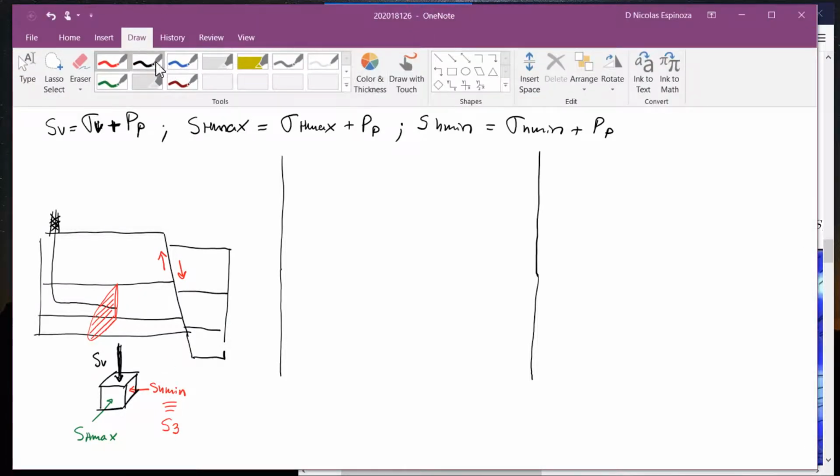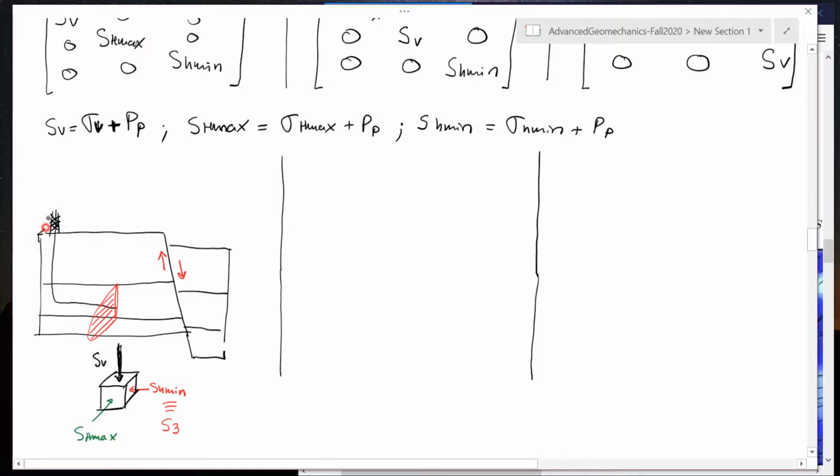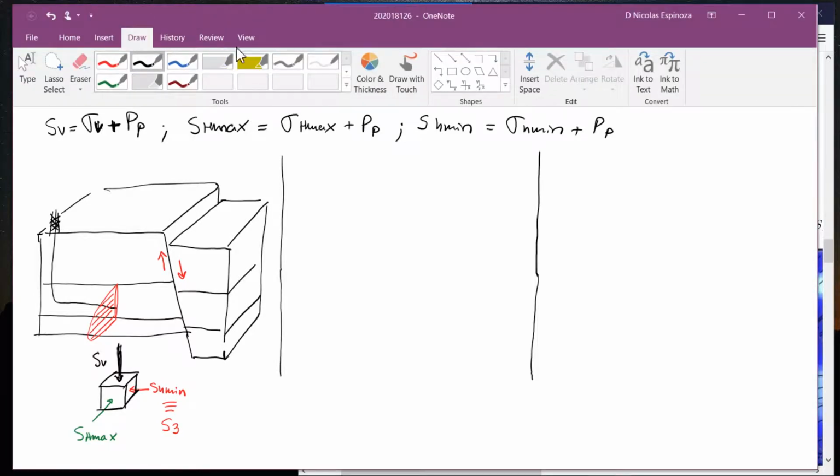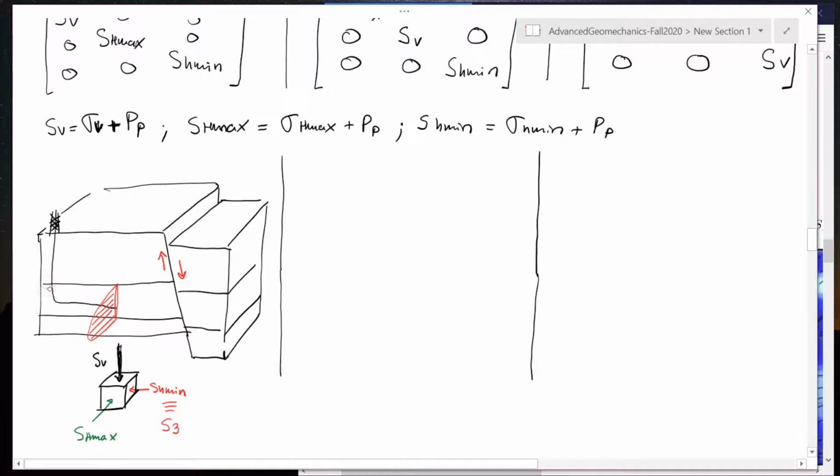Let me add a few more details to my block diagram so it looks a little bit more realistic. This is a 3D block diagram. And this is our fault over here, which is sliding down relative to the footwall. And let me add one more thing over here. This is the formation that we're interested in. This is a case of normal faulting.